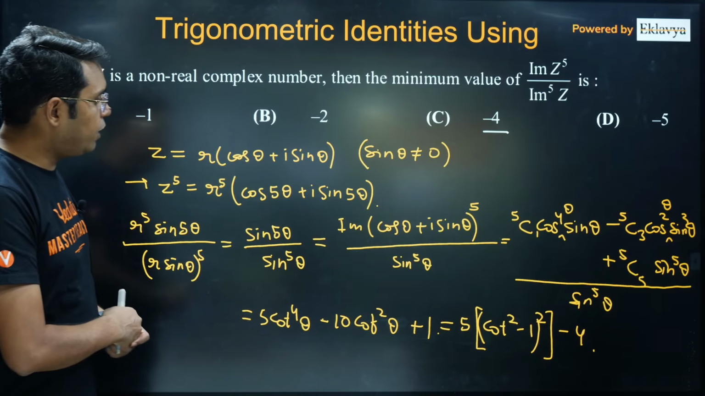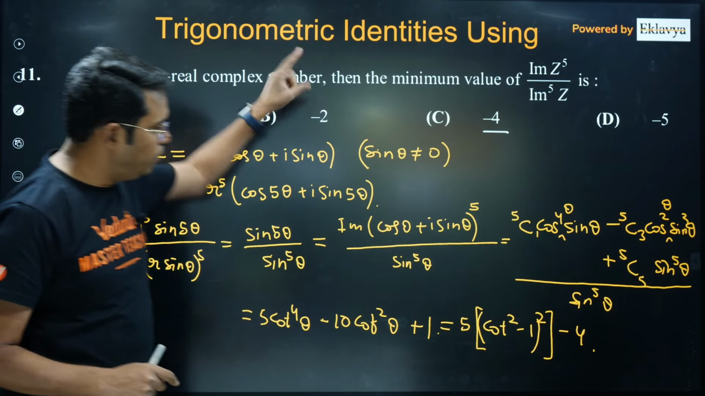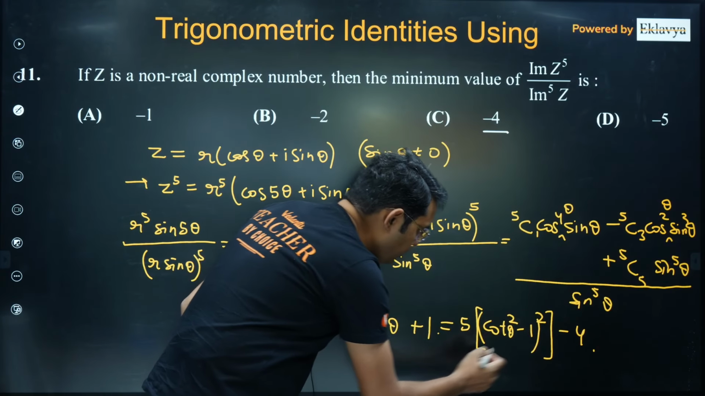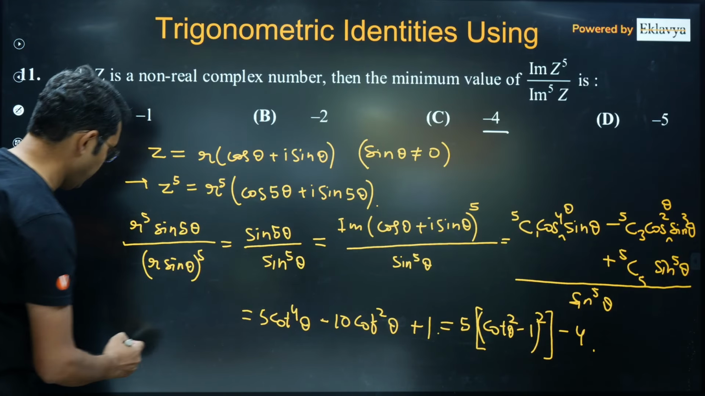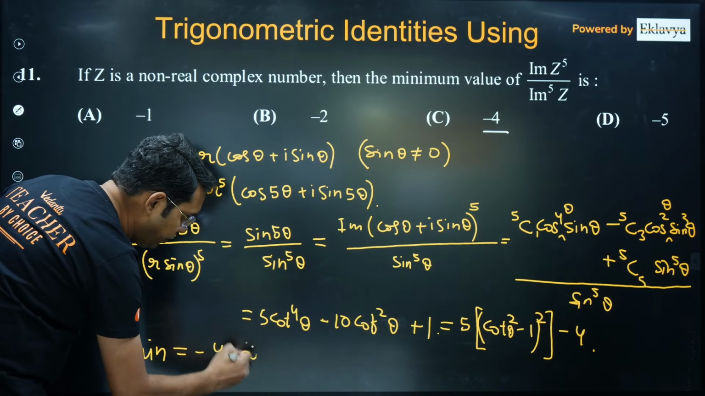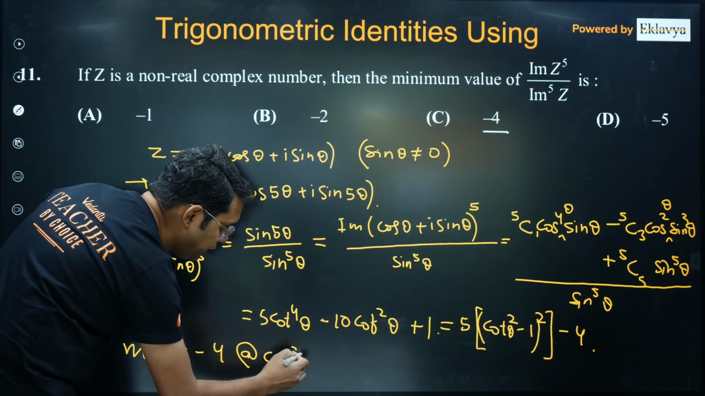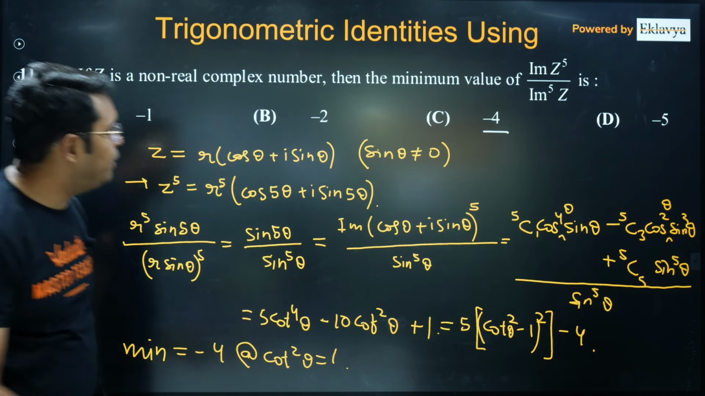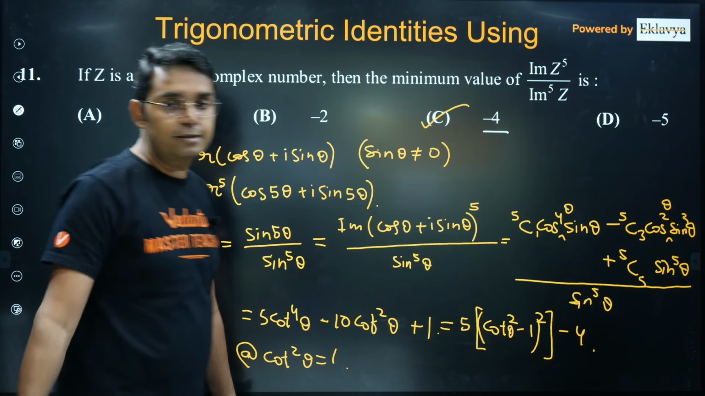Okay, so if we are looking for the minimum value, the minimum will be 4 when cot value becomes equal to 1. So the minimum would be equal to minus 4, and it will be when cot square theta becomes equal to 1, and that's it. I think here the answer is marked, maybe. So the answer is C here.